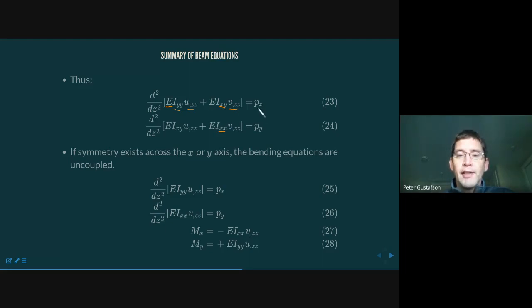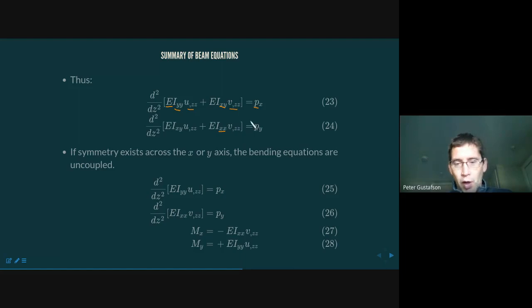And then last but not least, in this differential equation, we have on the right-hand side a distributed load term. We noted that if there was symmetry across the x or y axis, that IXY would be equal to 0, which simplifies the equations. What's really critical in that simplification, when it exists, is that we're decoupling the two equations. There's no longer any term that shows up in both equations, and so the bending about one axis is entirely decoupled from the bending about the other axis.